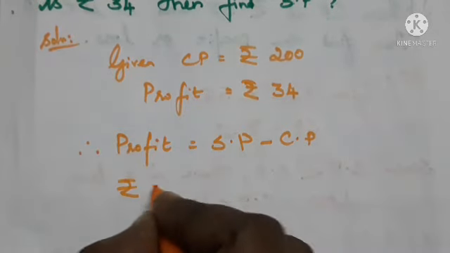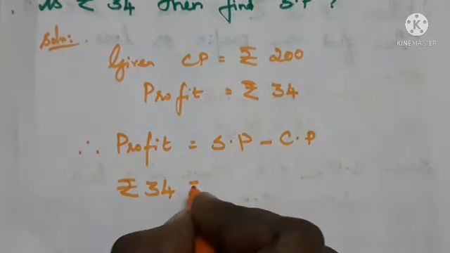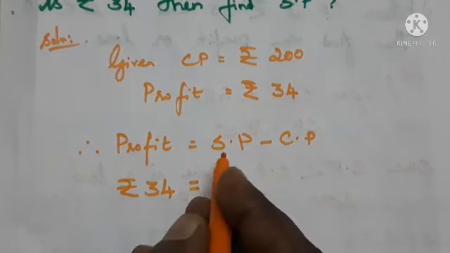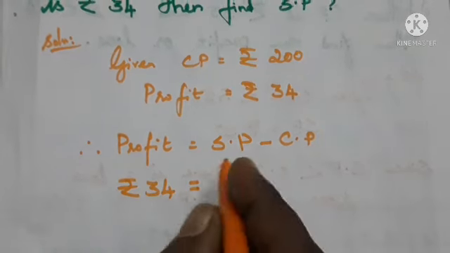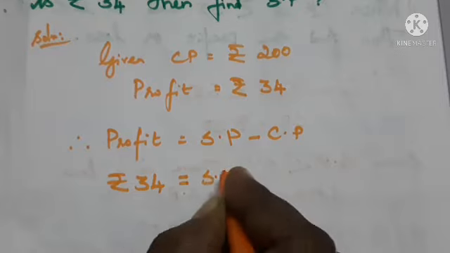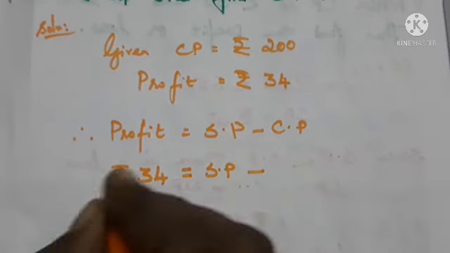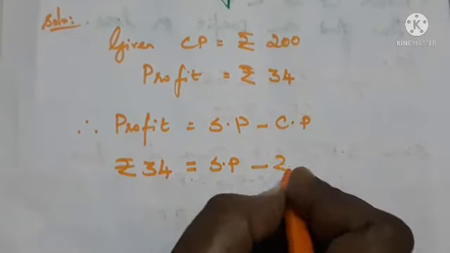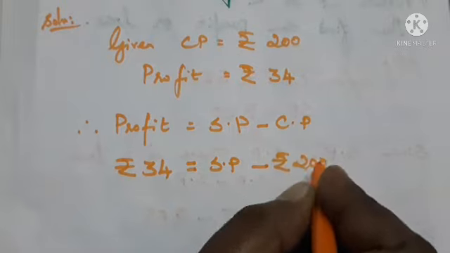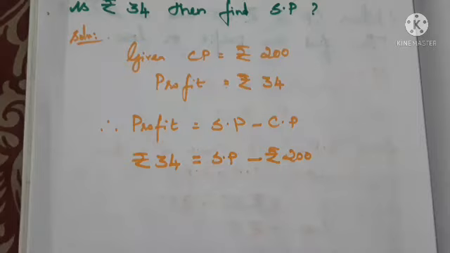So rupees 34 is the profit amount, that is equal to, we don't know the SP, that is the selling price amount. We can write it as it is, selling price minus, what's the cost price given? Yes, rupees 200. So the given CP is rupees 200 and profit is rupees 34.